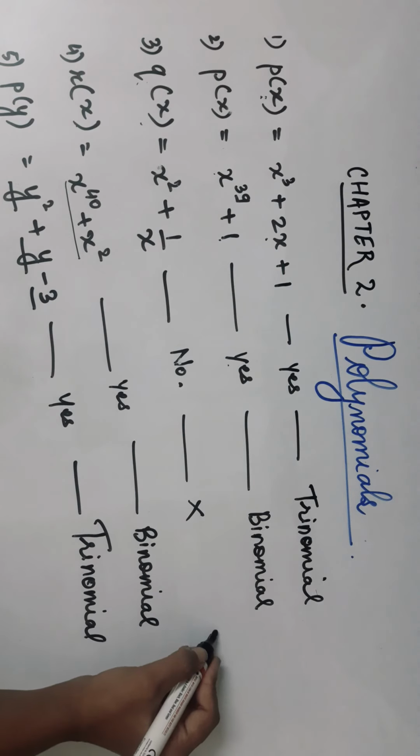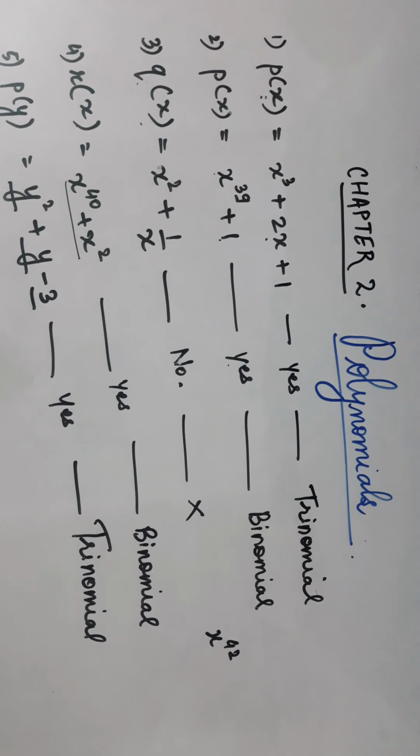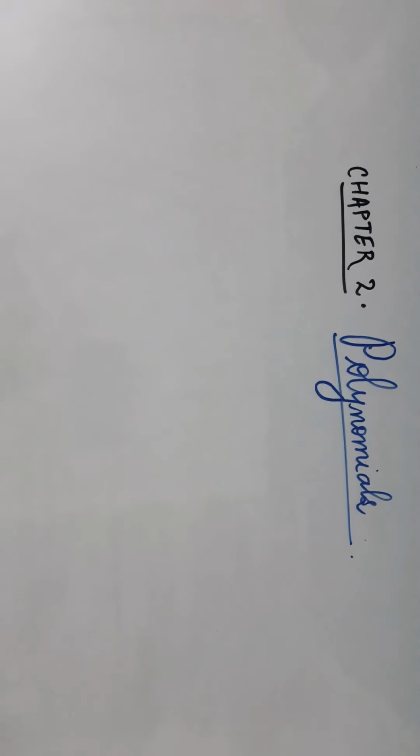I'll write it here. Okay, x raised to 42. Yes, it is a polynomial because the power is a whole number, and it is monomial. It is monomial, single term, so monomial. Now again something interesting I want to show you.